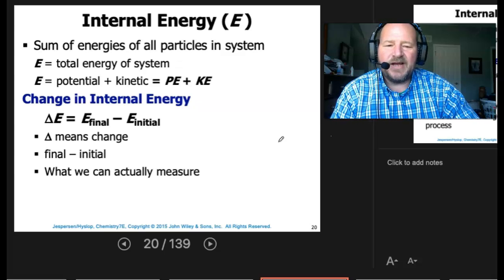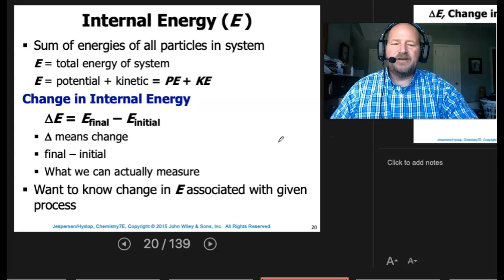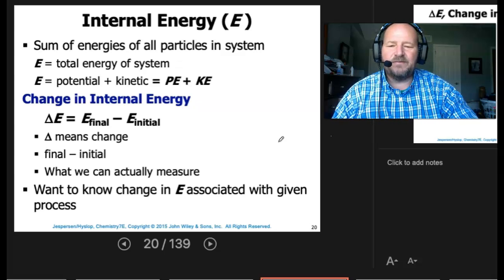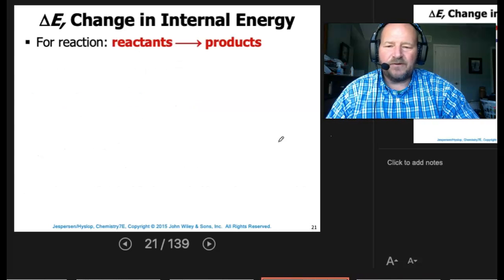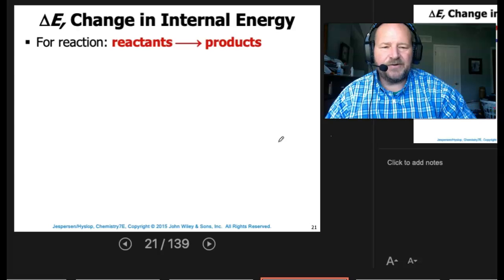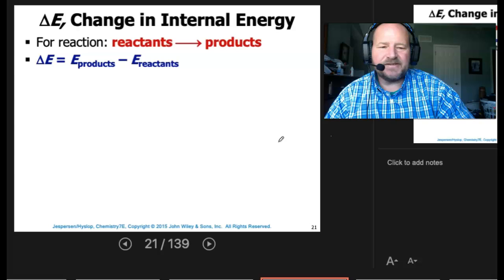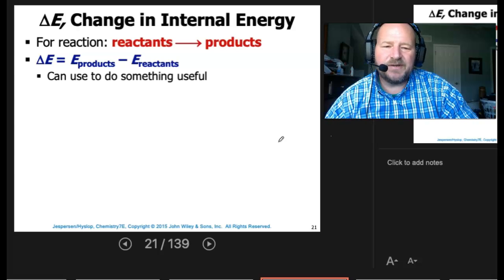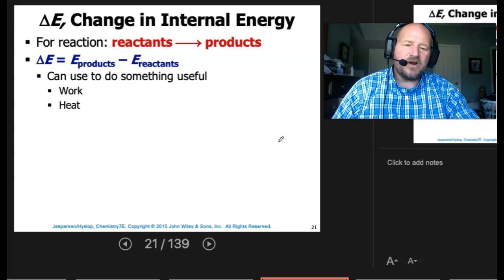Which means what we can actually measure is the temperature change, which is what gives us the energy change. So we want to know the change in energy associated with any given process. So delta E, the change in internal energy for a reaction, means we're looking at reactants going to products, which means we have the energy of the products minus the energy of the reactants. Now, we can use this to do something useful here, right? From the energy change between products and reactants, we can look at work and heat.